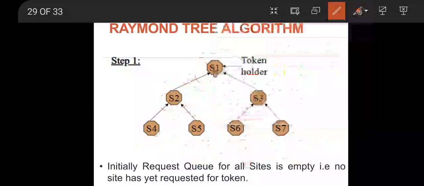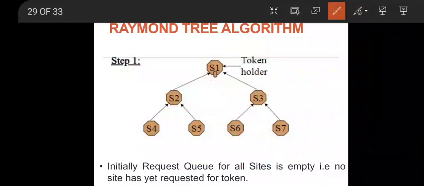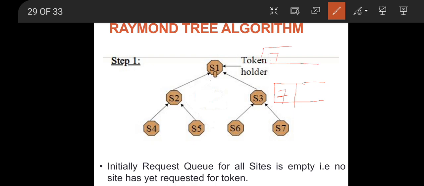Now let us see another situation. Let us say that S7 also wanted to enter the CS. So S7 will send the request to S3, which S3 will forward to S1. So S1 has got the request of 7, which it will enter in the queue. Let us see this scenario.